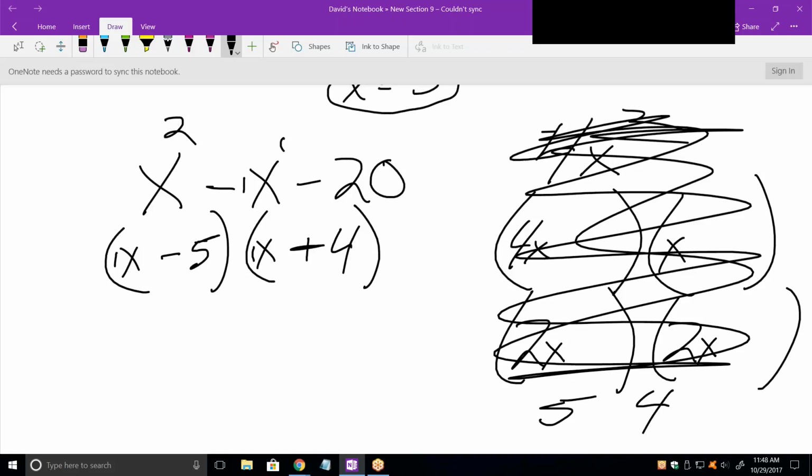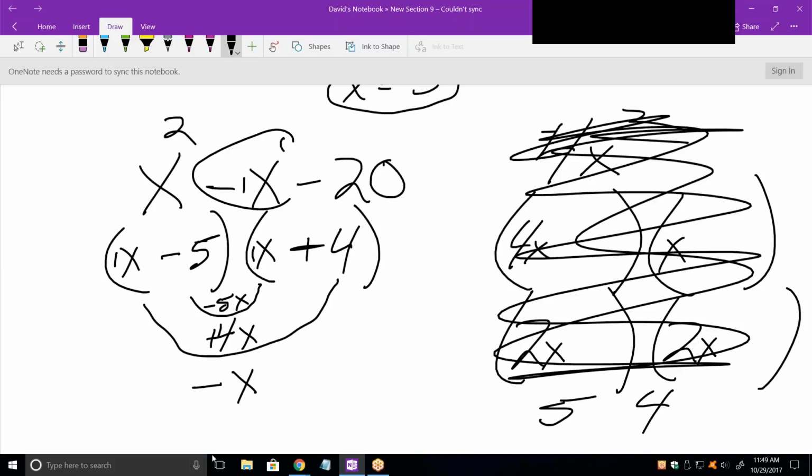And now, if I'm going to check it, again, I don't have to FOIL the whole thing back together again. I just need to make sure I got the correct middle term. Well, that's minus 5x. That's plus 4x. I call this my double smiley face method. That gives us minus x in the middle. That is our middle term. Therefore, we've done it correctly.